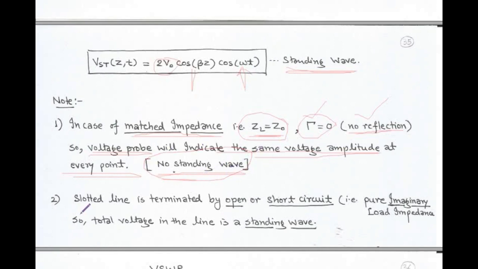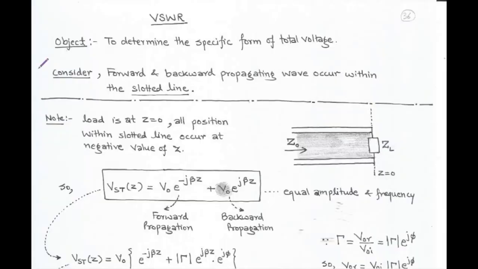And the second point is, the apparatus or device in the form of a slotted line is terminated by an open circuit or short circuit. In that case, the total voltage on the transmission line is the standing wave given by the above equation. Here, the slotted line is terminated by an open circuit or short circuit, that is a pure imaginary load impedance. In that case, we get a standing wave. So here we conclude that when the transmission line is matched, in that case there is no standing wave, and otherwise we recognize a standing wave when the slotted line is terminated by an open circuit or short circuit.